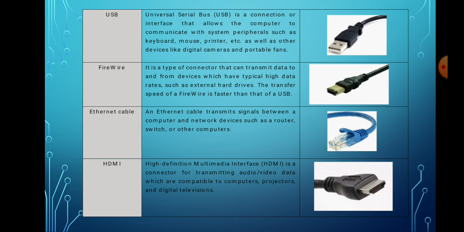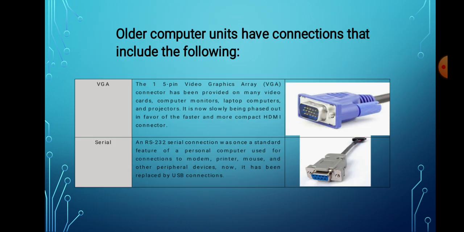Ethernet cable. An Ethernet cable transmits signals between a computer and network devices such as a router, switch, or other computers. High definition multimedia interface. HDMI is a connector for transmitting audio-video data which is compatible with computers, projectors, and digital televisions.